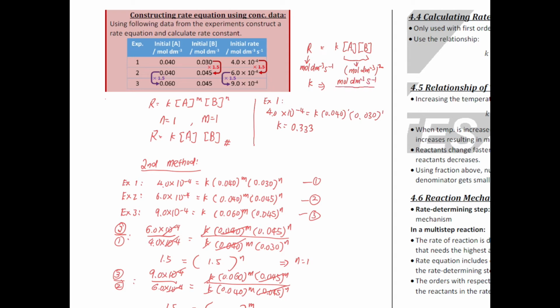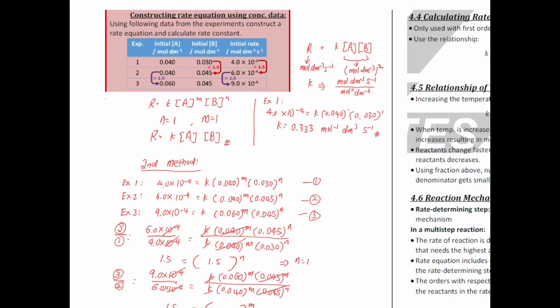Now, if you want to find the unit of k, imagine you divide them. This is the unit of rate divided by the concentration power 2. So at the end, if you simplify, mole over mole square, you end up with mole negative 1. And dm minus 3 over dm minus 6, you end up with dm positive 3. And the per second remains. So that is how we decide the unit of k. So the unit of k is not fixed, it keeps changing. It is affected by the rate equation. Okay, so that is how we find the value of k.